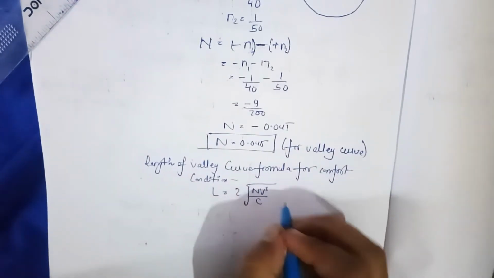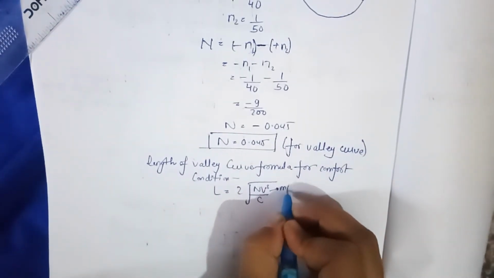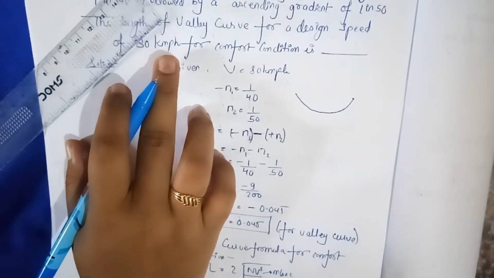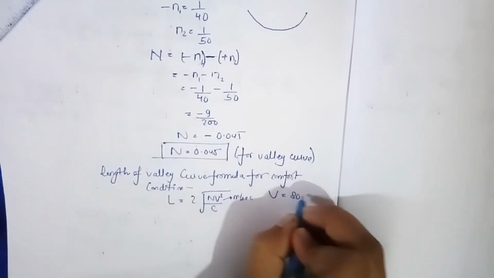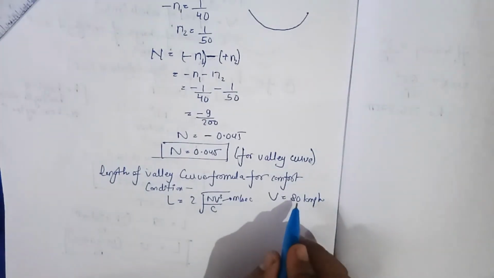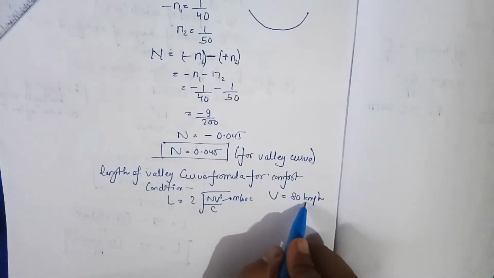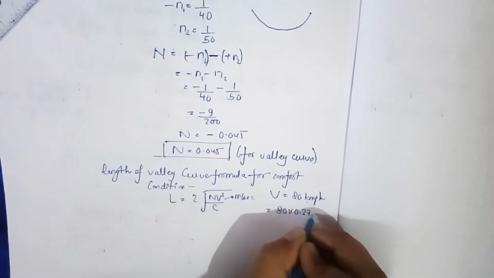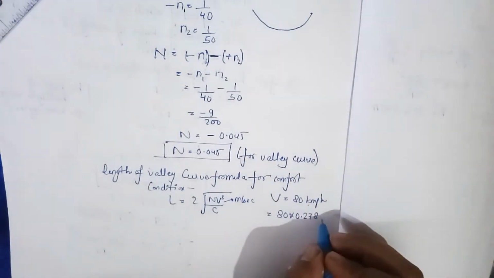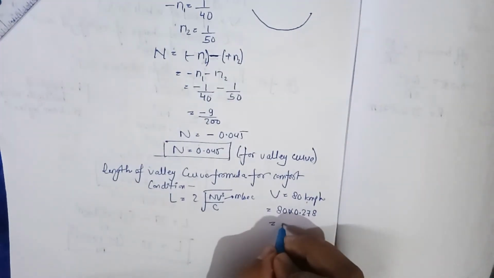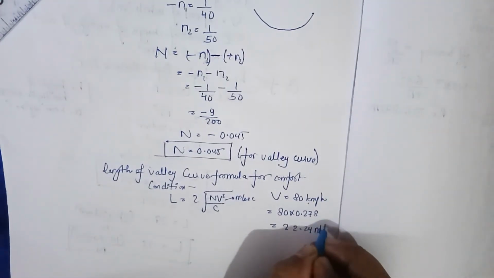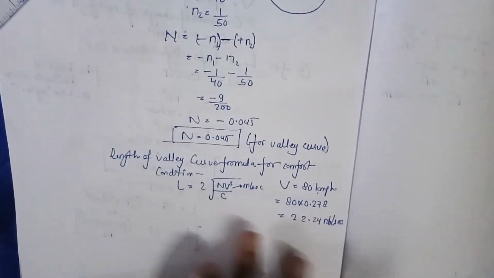Remember this point that the V here is in meter per second, and in the question the V is given as 80 km per hour. So we will convert the value of V from 80 kmph to meter per second. To convert any value from kmph to meter per second, I have told you that we simply multiply the value by 0.278. So we will get the value as 22.24 meter per second.